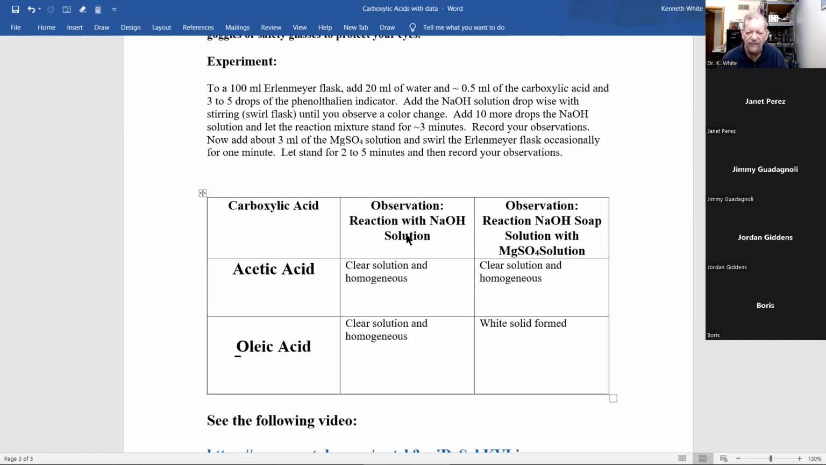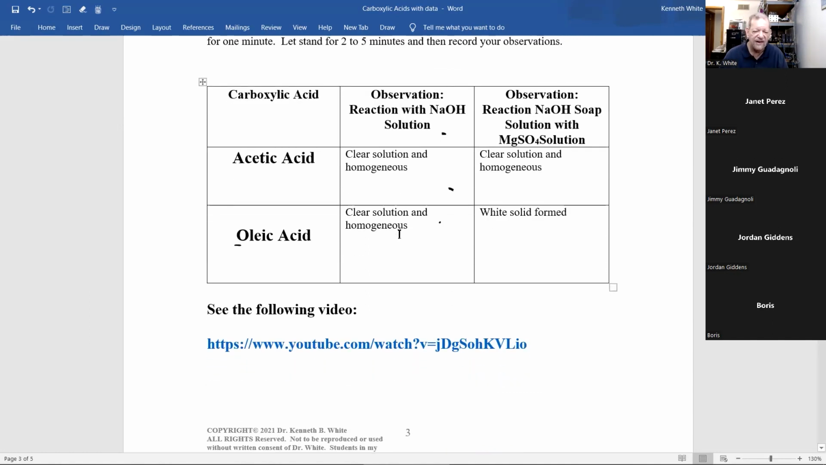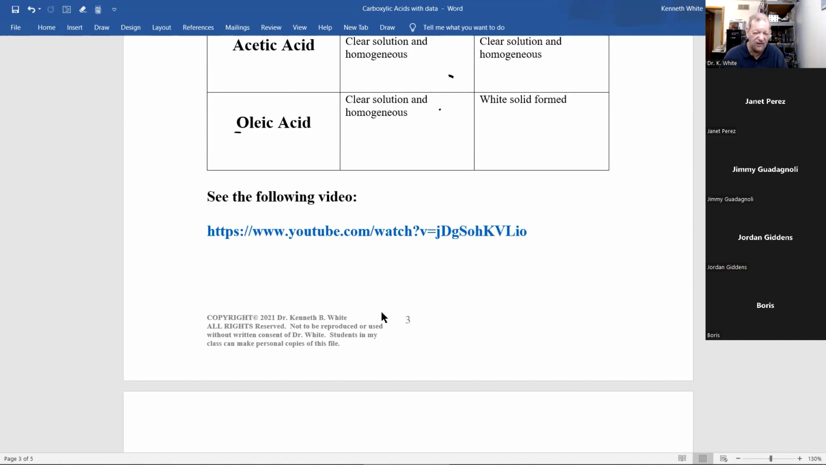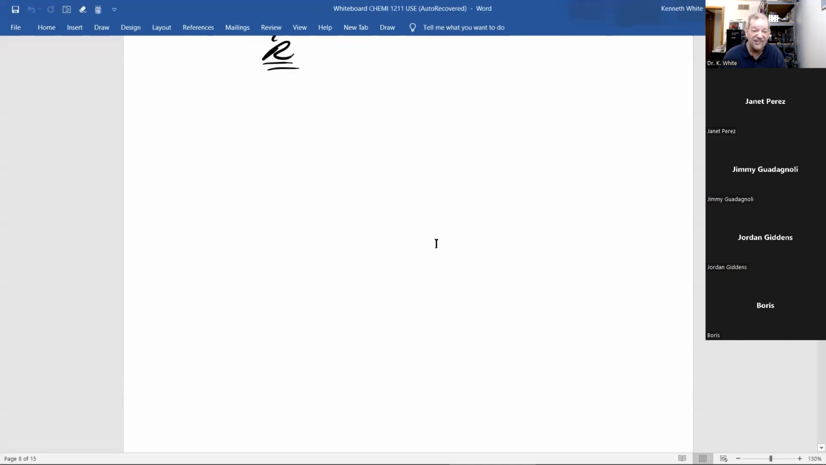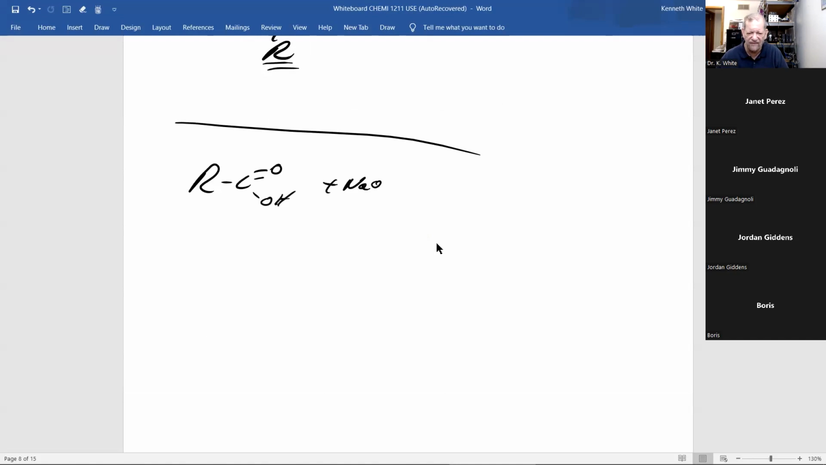And then second step, you'll add to the solution right here some magnesium sulfate solution. And observe. And you can see it in this video, but let me get to the whiteboard. Take notes or come back and watch this video. Now, if you have a carboxylic acid and you add sodium hydroxide and you're in water, classic acid-base reaction. And this is reaction number 1, and you should know this. And you get the carboxylate anion plus water.